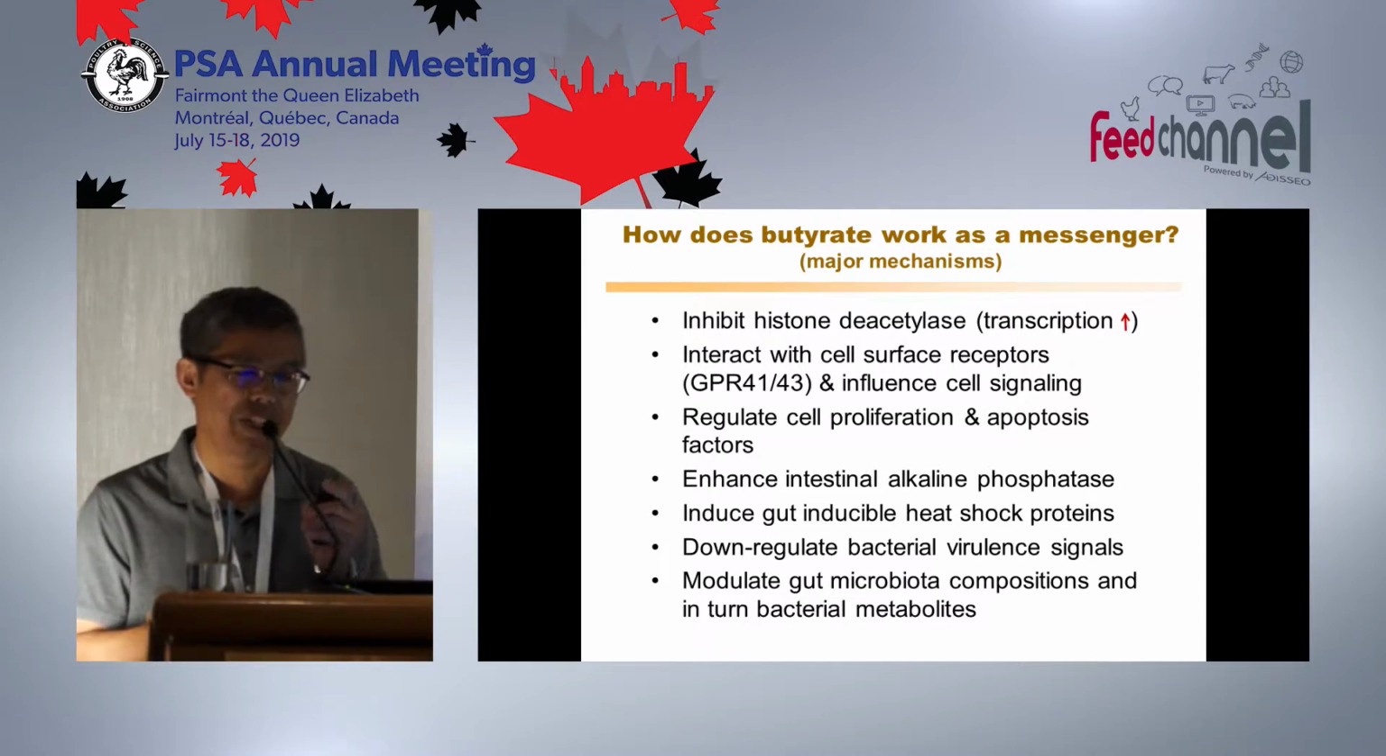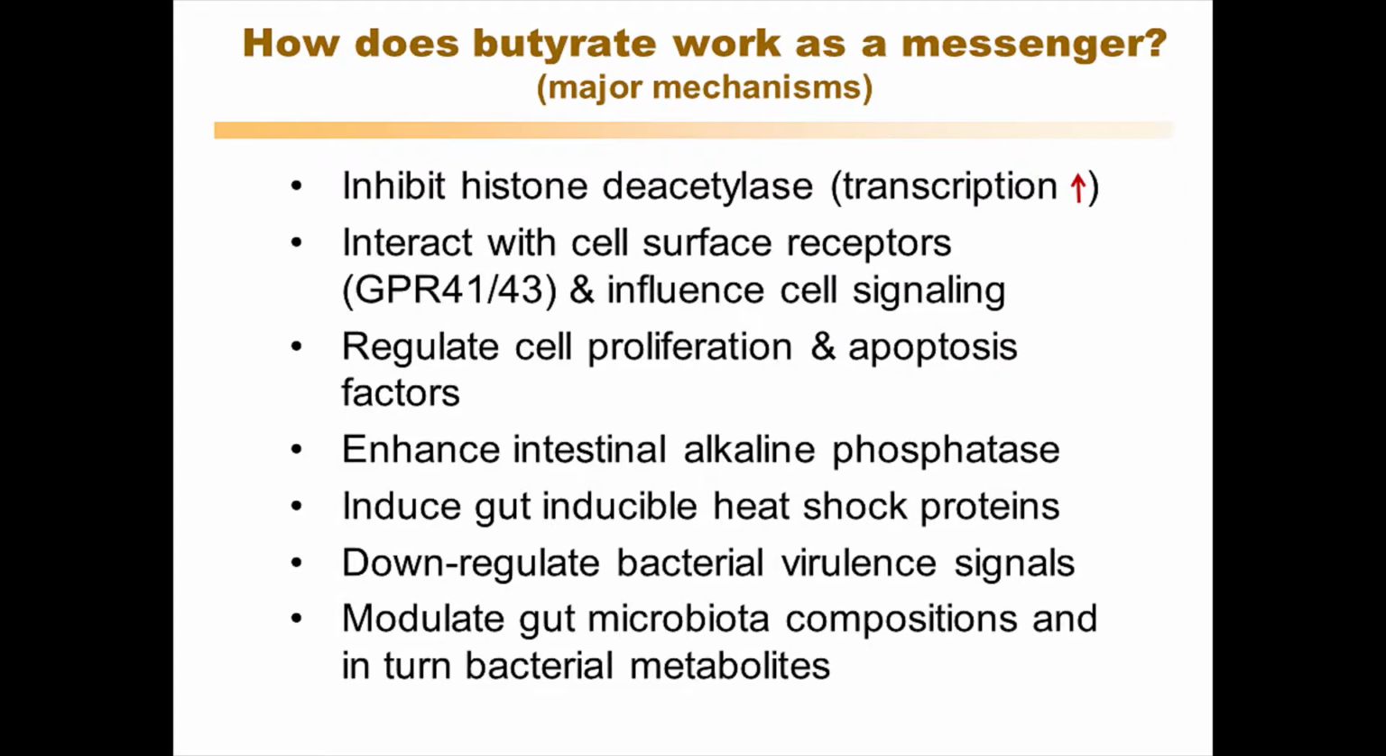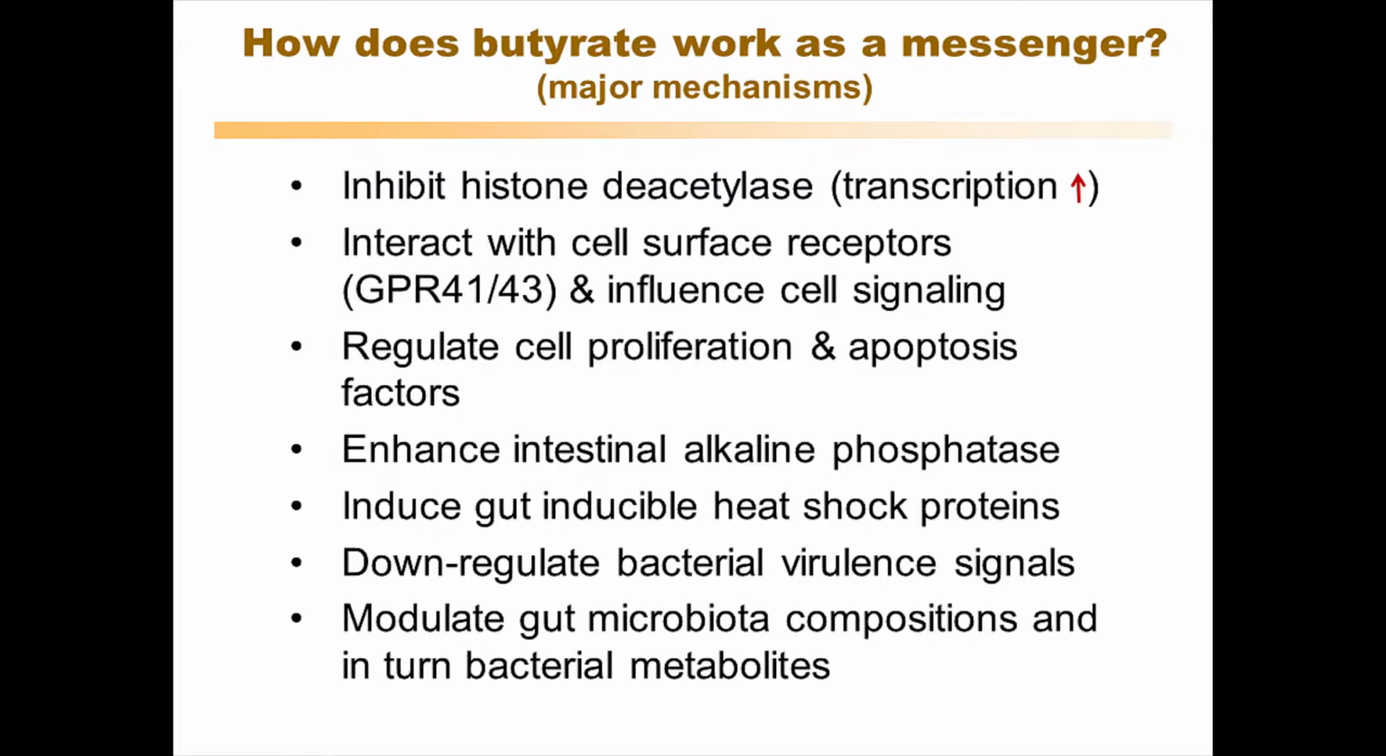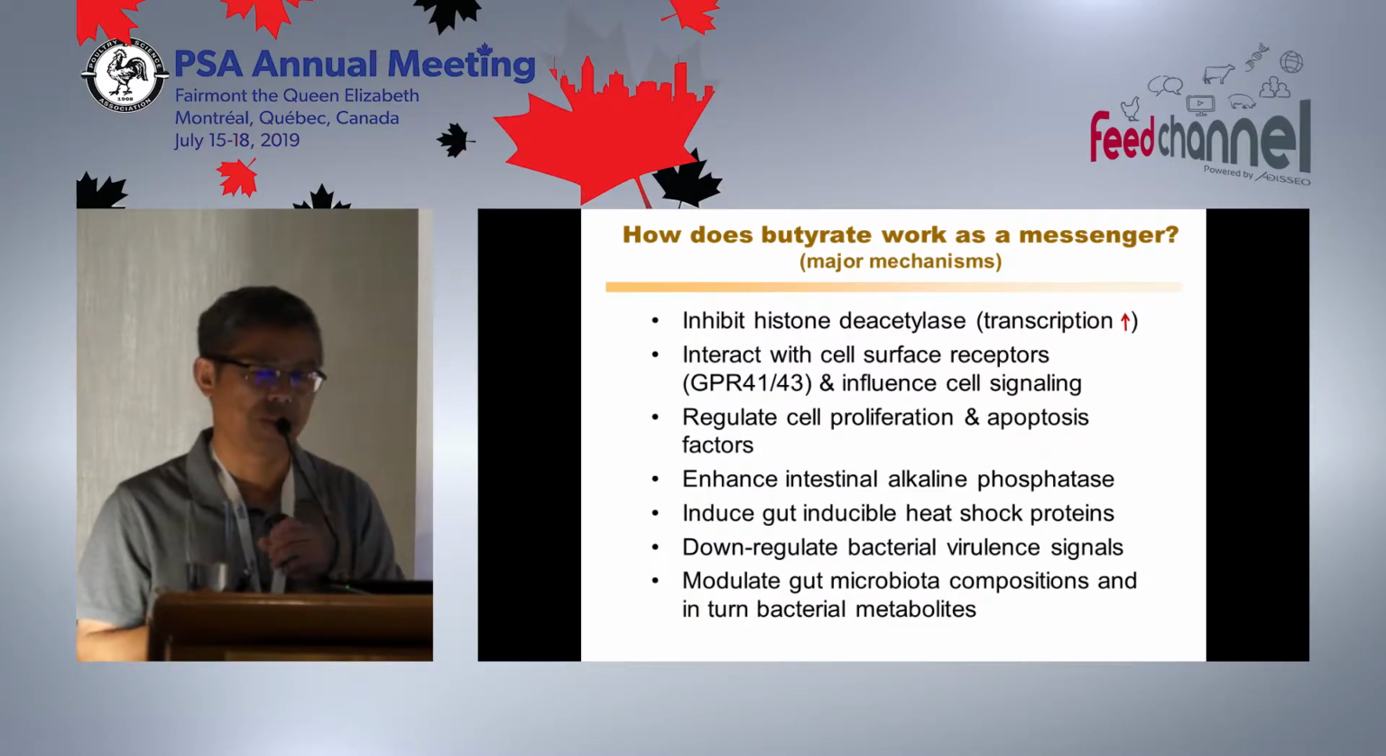I have listed the major molecular mechanisms of butyrate's effects in this slide. It mainly includes that butyrate can inhibit histone deacetylase, which means it can increase transcription levels. Secondly, it can interact with cell surface receptors, as Philip just mentioned, and therefore influence cell signaling. Third, it regulates cell proliferation and apoptosis factors. In addition, it enhances intestinal alkaline phosphatase, which I will touch upon in my following slides.